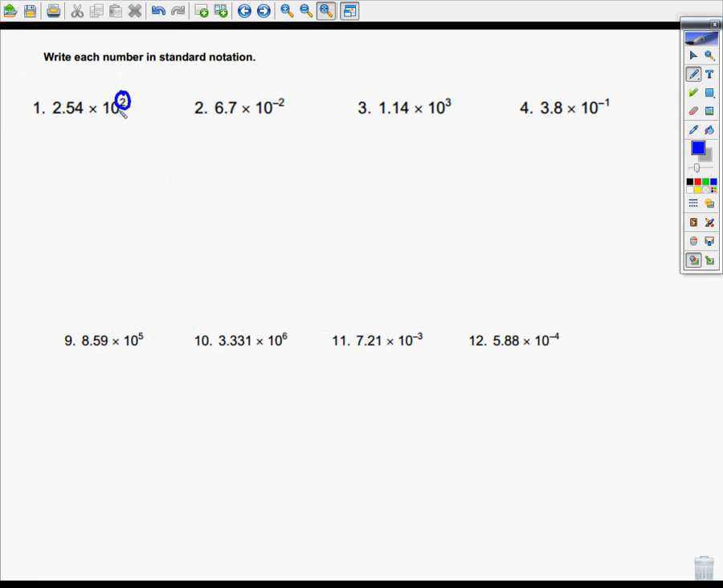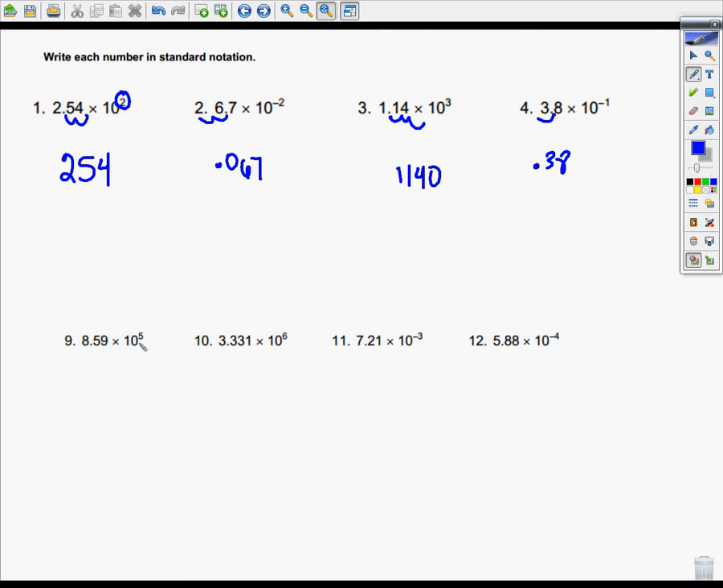If it's a positive exponent, I move the decimal that many places to the right. So here this number just becomes 254. Negative, you move it to the left. So 1, 2, I have to put a 0 to hold my place. To the right, 1, 2, 3, anytime I have to hold a place, you put a 0 in there. So this number becomes 1,140. And to the left, because it's negative, 38 hundredths.